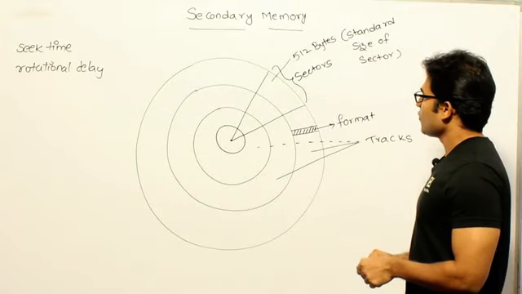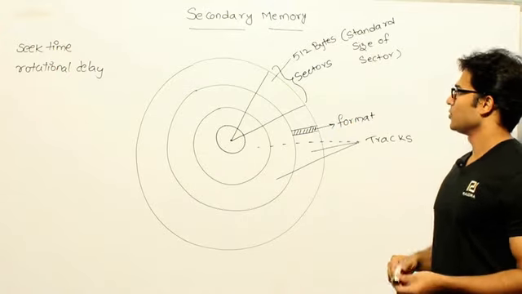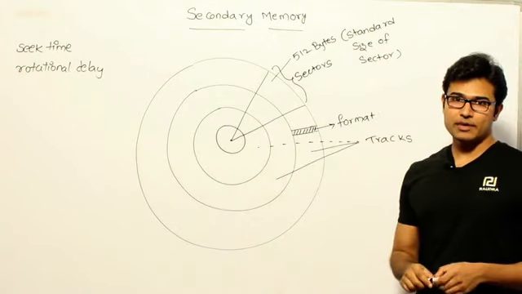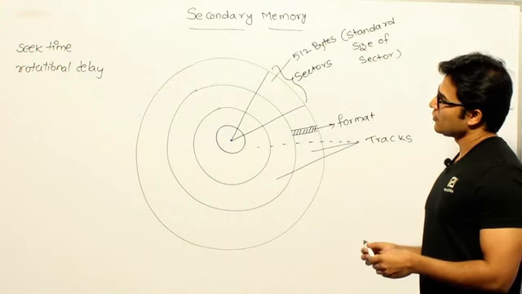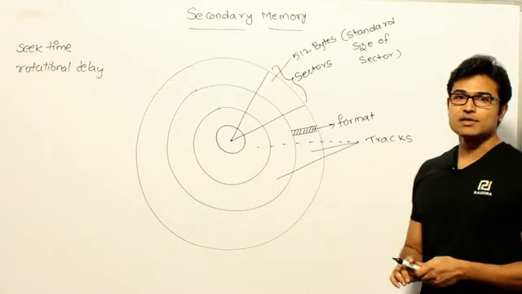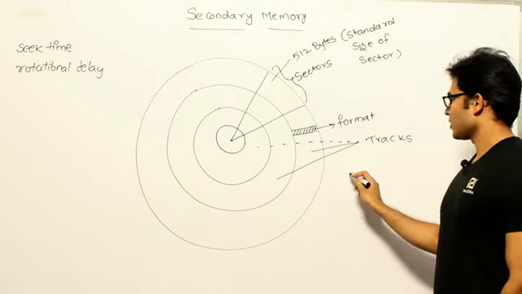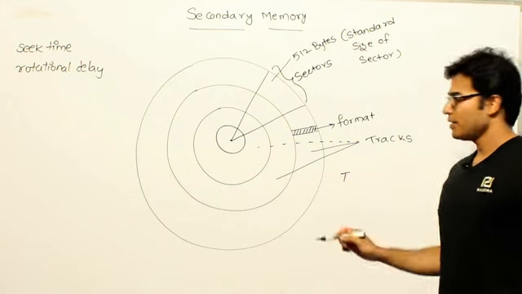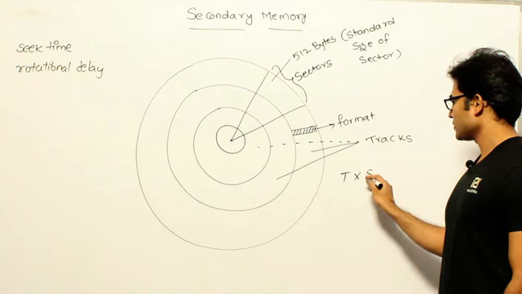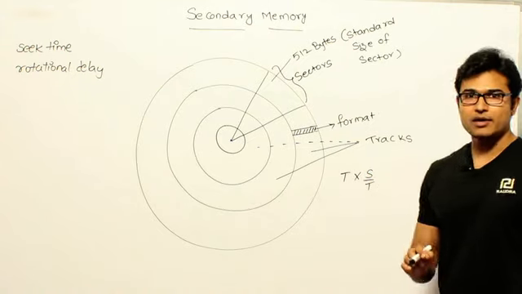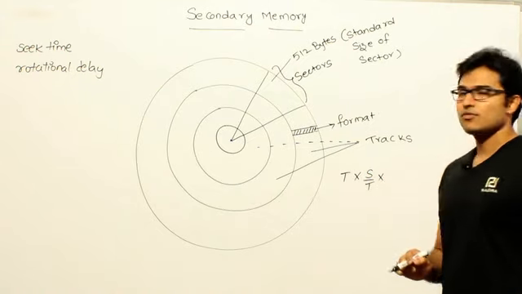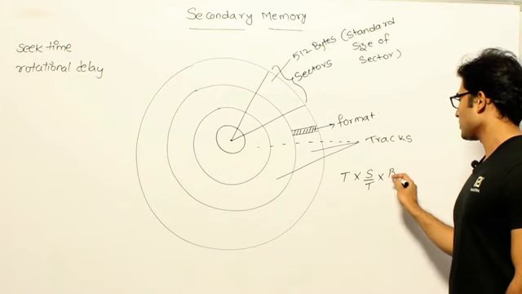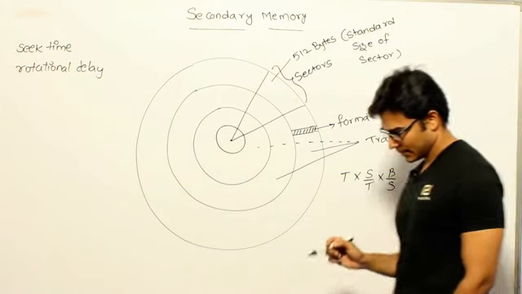Now, what are the various things that we need to know? To find out the total capacity of the hard disk, or one disk, we need to know how many tracks there are, how many sectors there are in a track, which means sectors per track, and what is the size of a sector in bytes, which means the number of bytes per sector. Are you getting this?